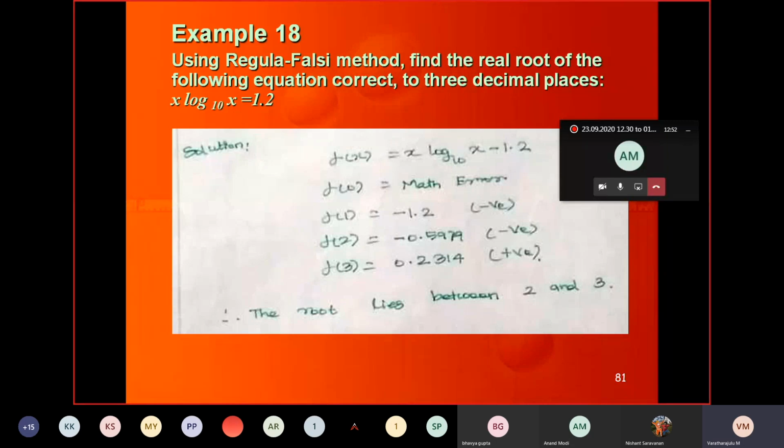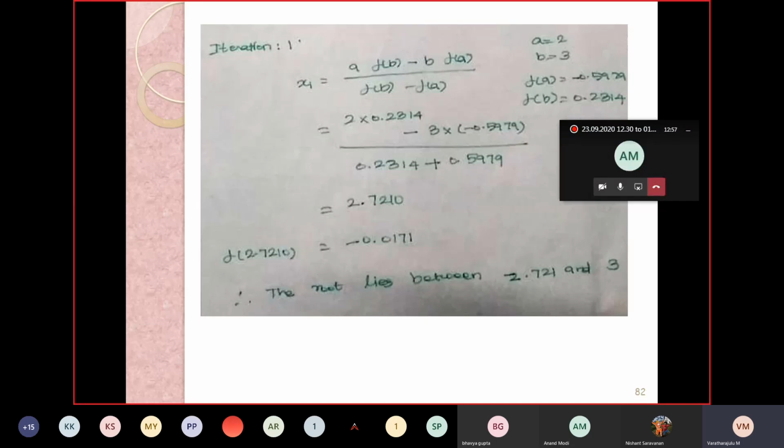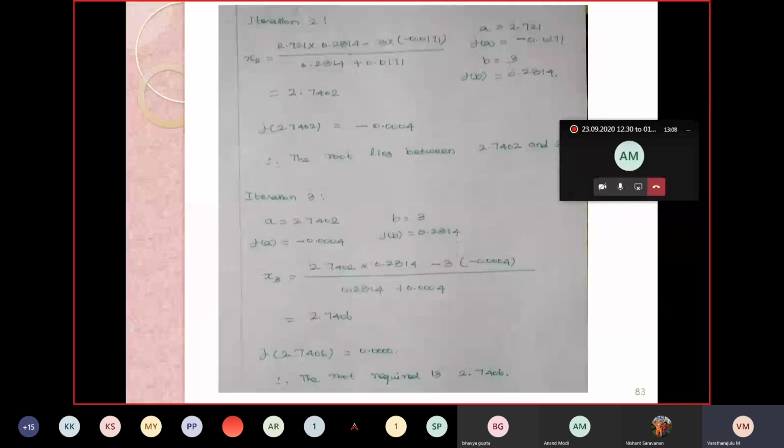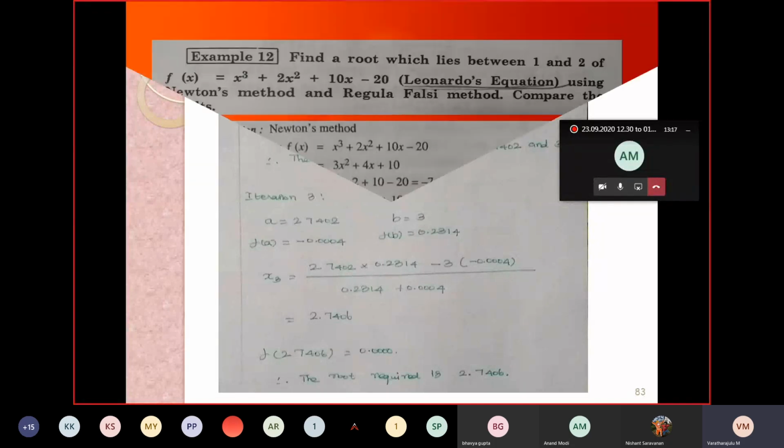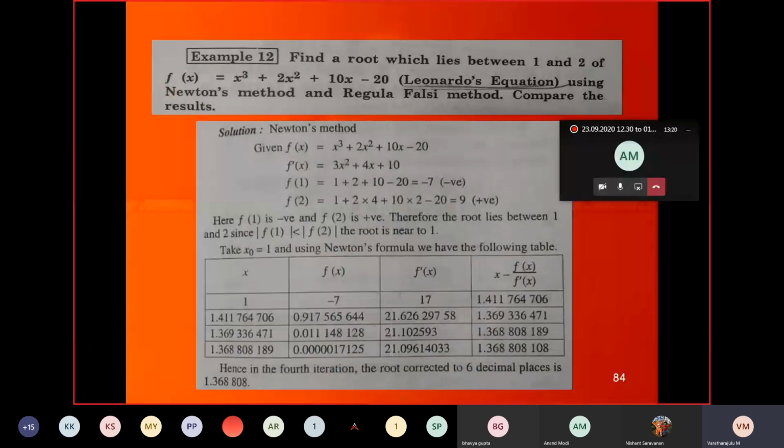Therefore, we need to apply the appropriate values, that is a, b, f of a, and f of b. We'll get the result 2.721 in iteration 1, 2.7402 in iteration 2, and 2.7404 in iteration 3, and the required root is 2.7406. This is the problem which I have given for you to practice. Any findings? What was the comparison? What was the inference from doing the Newton-Raphson method?